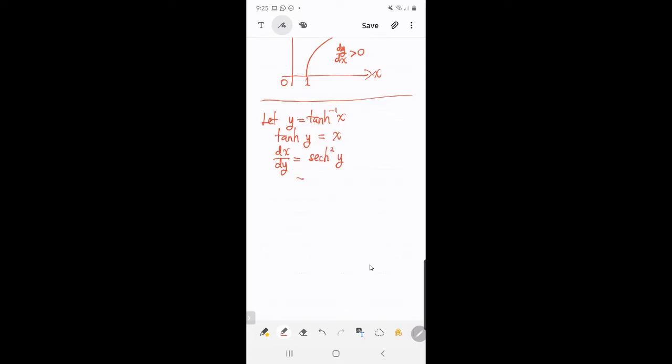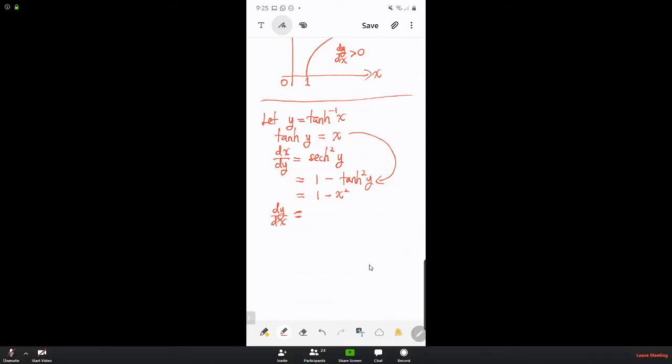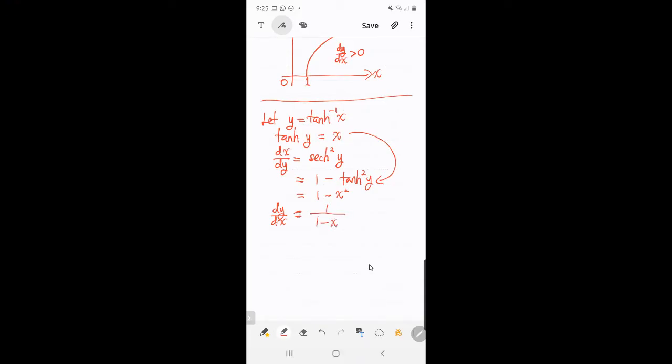And sec squared y is actually, what is the identity for this one? Sec squared y is 1 minus tangent squared y. Am I right? This is the identity, right? So 1 minus tangent squared y means 1 minus x squared, because the x is equal to tangent y. So therefore you flip, reciprocal of the dx dy means the dy dx is equal to 1 over 1 minus x squared. So basically this is how you get the derivative of tangent inverse.